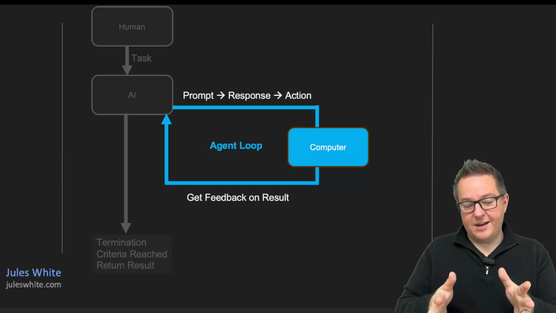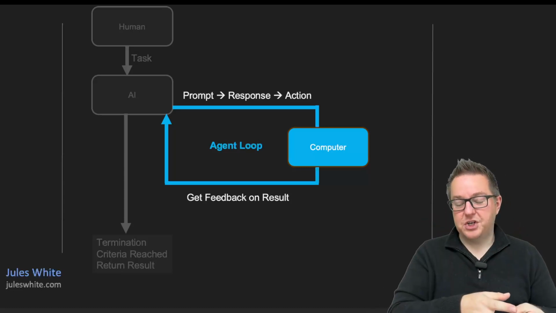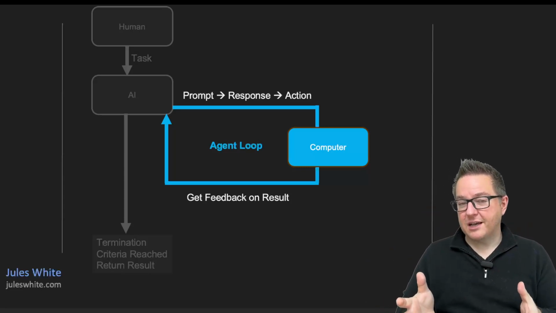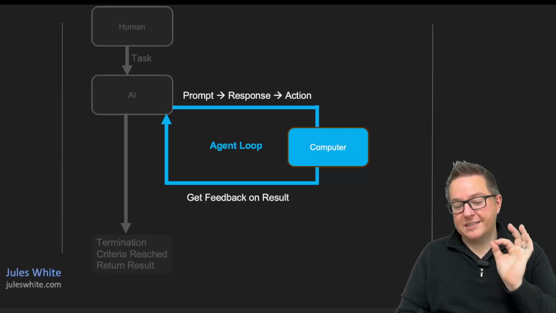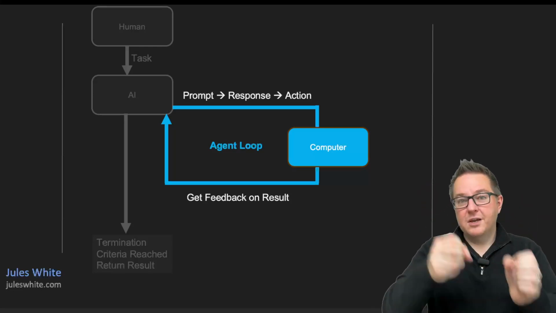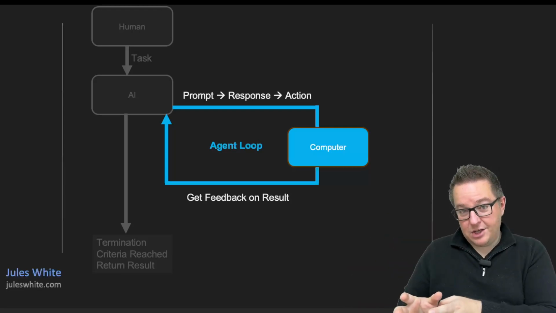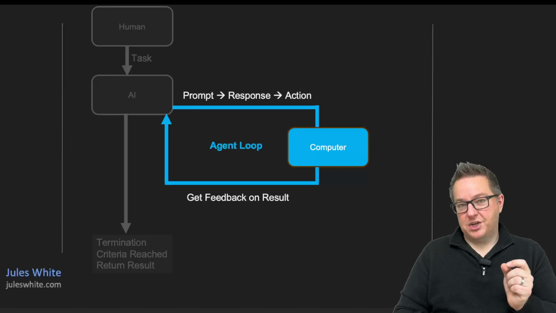This thing right here is where we take a conversation, just sending a bunch of prompts, and we turn it into something autonomous that has agency, that can go and do things without us. This agent loop is the key thing. We're going to prompt, we're going to get a response, we're going to turn that response into an action, we're going to execute that action on the computer, and then we're going to go and get feedback on that action.